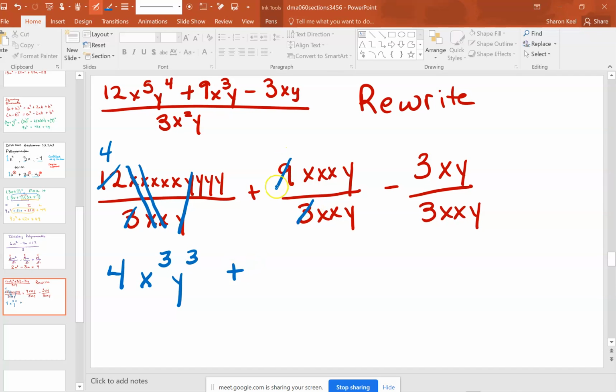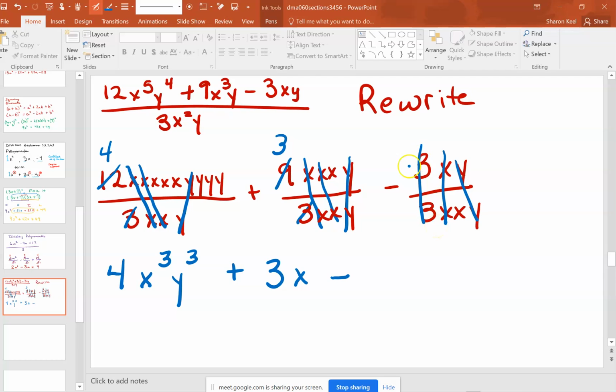Here, 3 goes into 9 3 times. Here I have a pair of x's, another pair of x's, and a pair of y's. I'm left with just a single x. For the last term, the 3's cancel. One pair of x's, one pair of y's cancel.